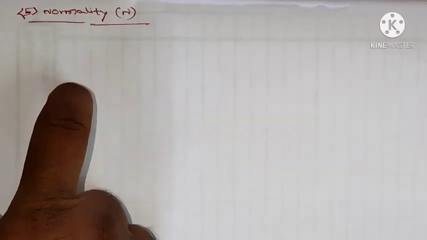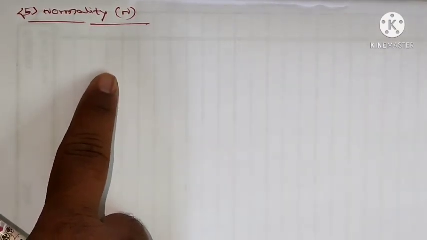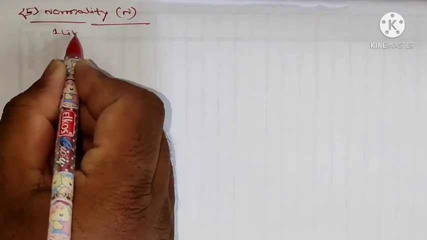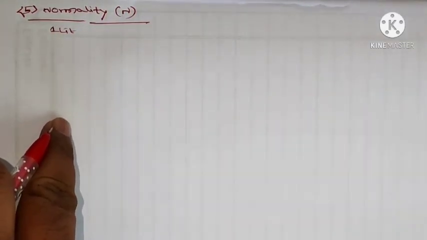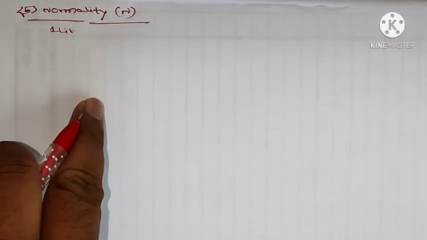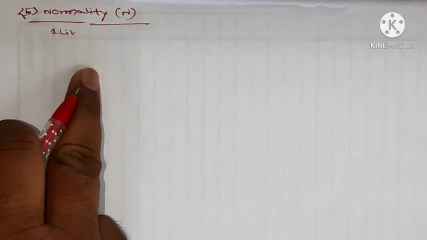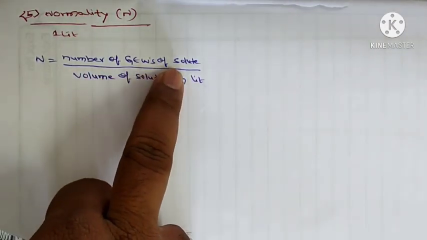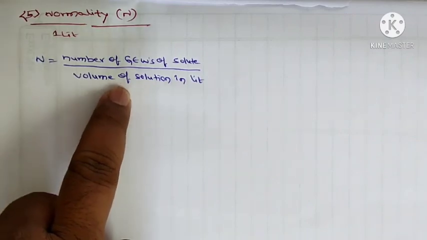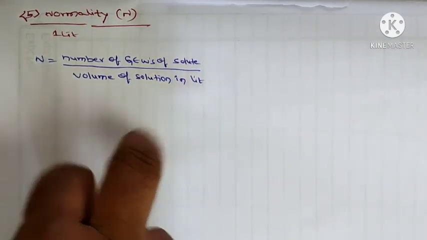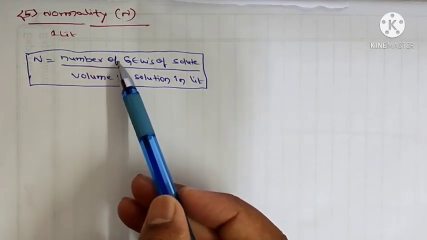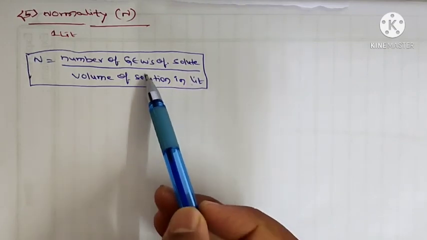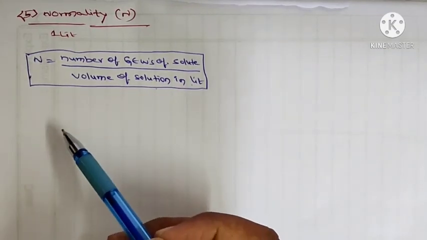The definition for normality: the number of gram equivalent weights of the solute present in 1 liter of solution is called normality. Capital N is equal to the number of gram equivalent weights of solute divided by the volume of solution in 1 liter. So the definition is the number of gram equivalent weights of solute present in 1 liter of solution is called normality. And next, the formula.